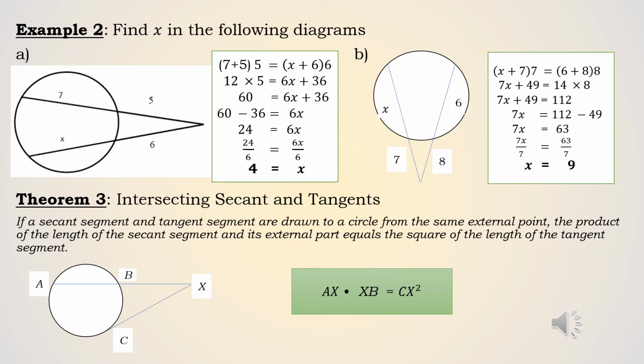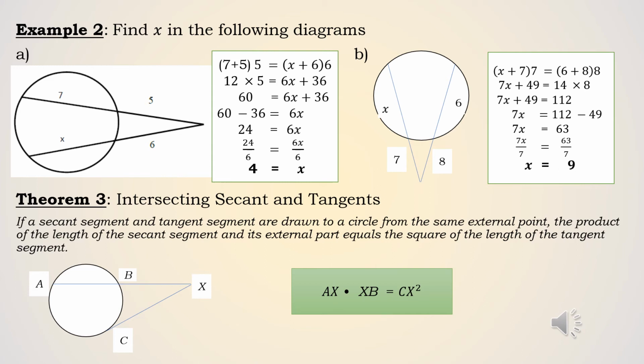7 plus 5 is 12, times 5, and on the other side we have to expand the bracket. 6 times x is 6x. 6 times positive 6 is positive 36. Moving on, 12 times 5 is 60, is equal to 6x plus 36.